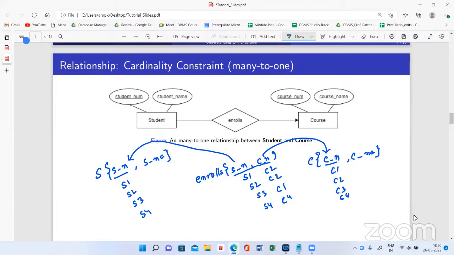Now, up to this point is fine, right? We can have a foreign key. S number refers to the student number, and this is the student. Now, suppose I also have a student S5, who is not opting for any course. What should the entry be over here?